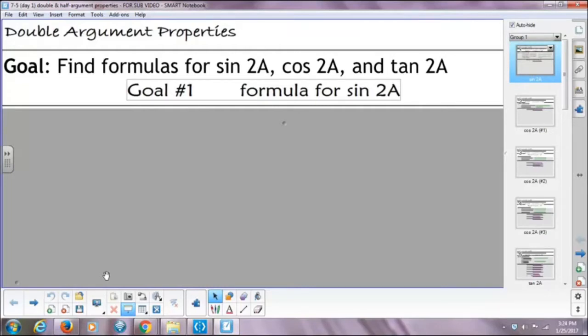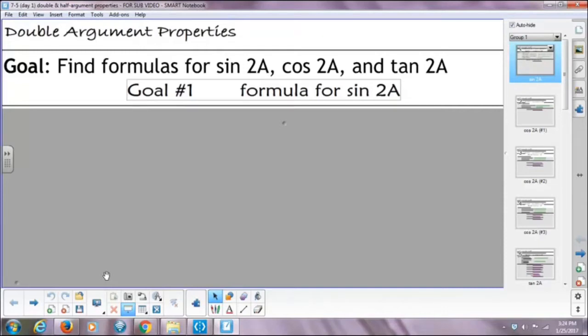Everyone needs to get out their notes and turn to page 19. I'll wait a second if you haven't already done that. And we're going to learn two more sets of properties today. The first set's called the double argument properties, and the second set is called the half argument properties.